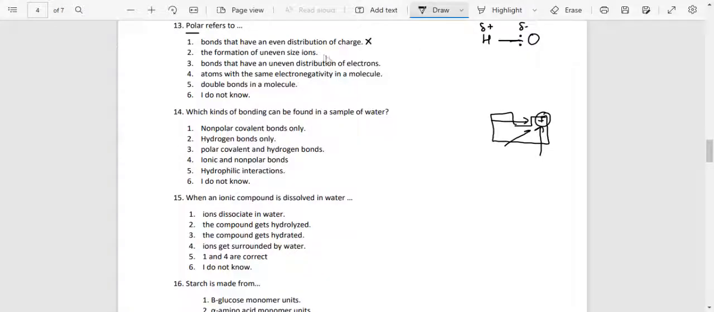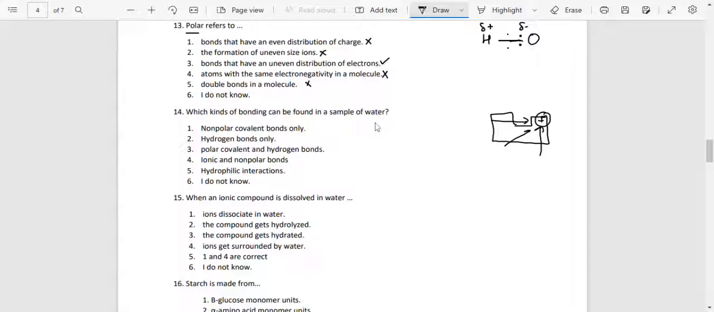So the formation of an ion, this is not true. Bonds that have uneven distribution of electrons, this is true. Atoms with the same electronegativity. Now if atoms have got the same electronegativity, they are going to have the same force to pull electrons, and so electrons are going to be in the middle. They are going to be equally shared. Double bonds in a molecule, that is also not true.